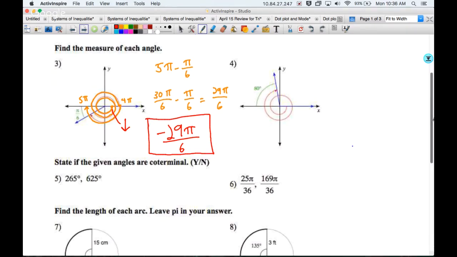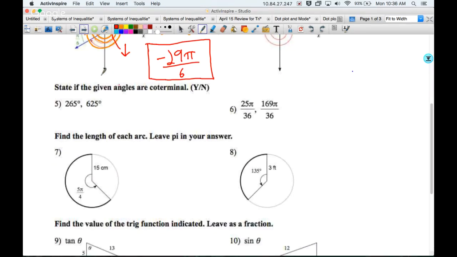State if the angles are coterminal. So here's one way we can do this. Let's practice it with the degree measures here. I need to take the difference between them. So I need to subtract, take whatever that is, and divide it by 360 degrees. So subtract, I'm going to get a number here. I'm going to divide it by 360.